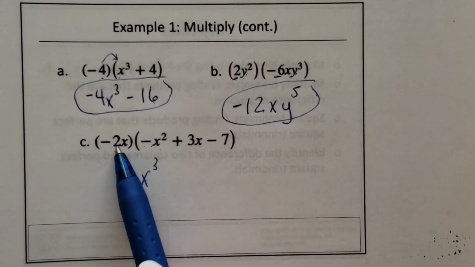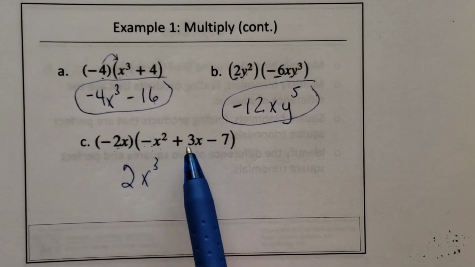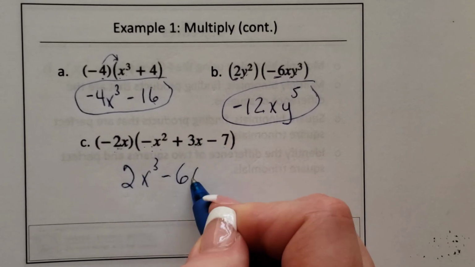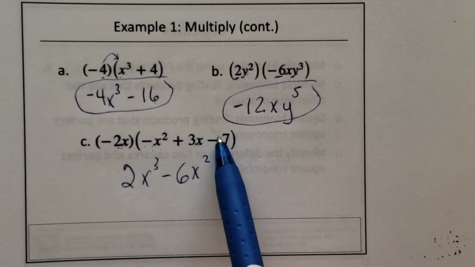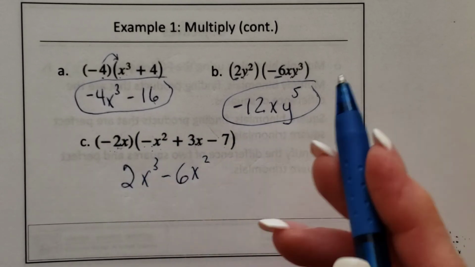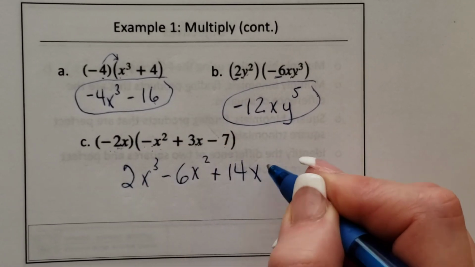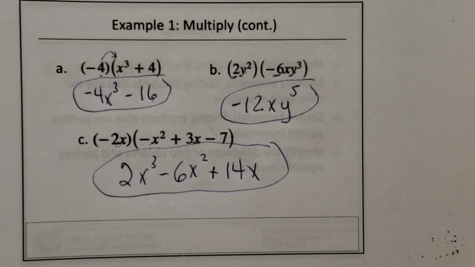All right, negative 2x times 3x. We multiply our coefficients. Negative 2 times 3 is negative 6. X times x is x squared. And then negative 2 times negative 7. Well, negative 7 times negative 2 is positive 14. And then there's an x as part of our answer. Now that's our trinomial answer.